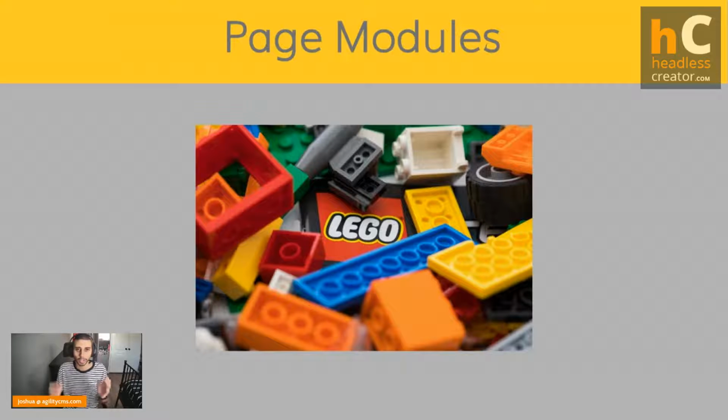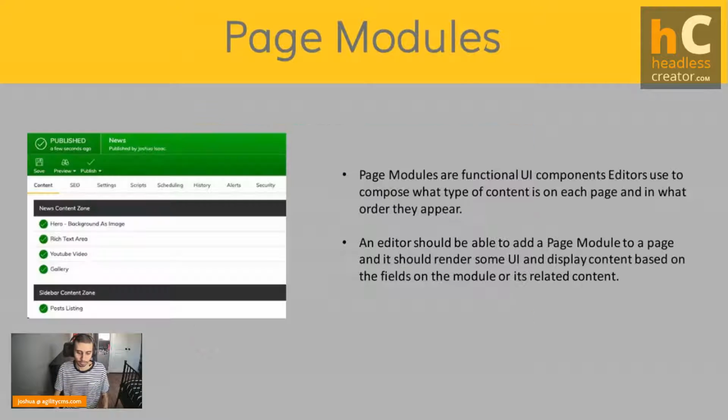The last ingredient we have are page modules, and you can think of page modules as like Lego blocks. Page modules are functional UI components that editors can use to compose their pages and compose what type of content is on each page and in what order they should appear in. An editor should be able to add a page module to a page, and it should render some sort of UI on the front end based on the content or the fields within that module.